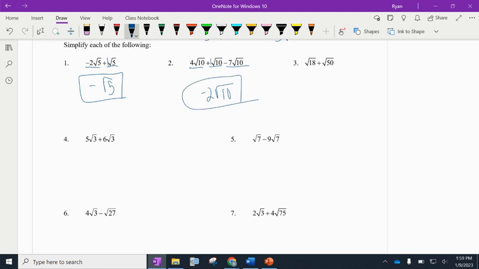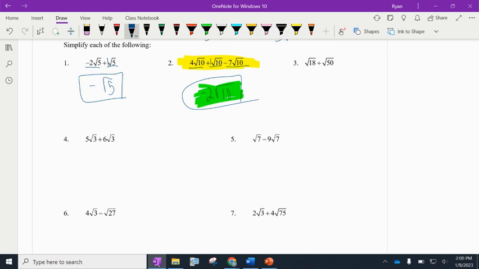Now, if you wanted to check your answers for these, you could go directly into your calculator, write this in, make sure you're using parentheses around the square roots, see what decimal that comes out to, and then put this into your calculator just the way it is and see what decimal that comes out to. And if they are the same, then you know you did the problem correctly.